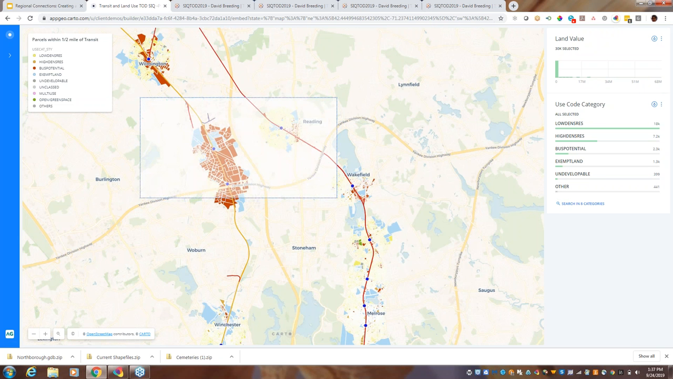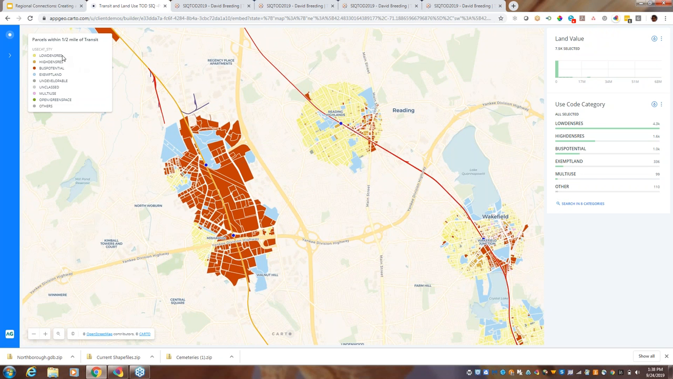So here you can see we've essentially categorized the use codes into these various categories. Low density residential is essentially your single family housing. High density residential will be condos and multifamily units. And this brown one is parcels with use codes with business potential. As you can see, there's a lot of variability in how parcels are used around transit stops. Just looking at this, two stops that are very close to each other, Reading Highlands and these Woburn stops, you can see that this one has a significant amount of business potential parcels, and this one is a lot of low density residential parcels.